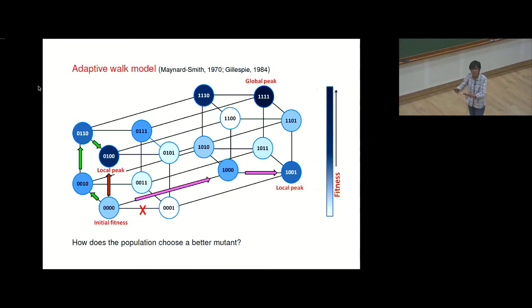Okay? And of course, this guy could have just gone directly here, or it could have gone, not to this local, it could have gone like this. Okay? So this is sort of the model.